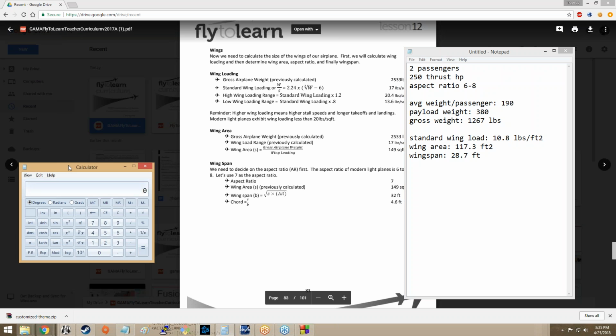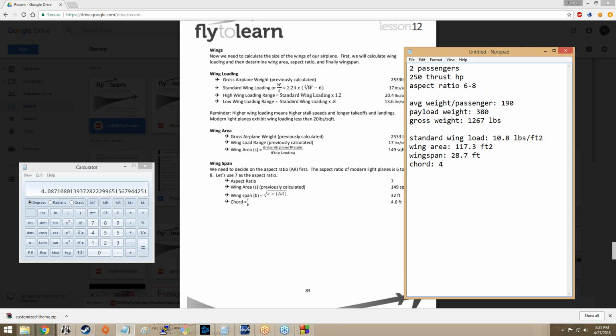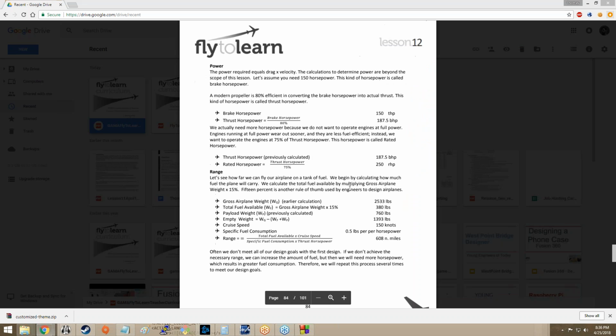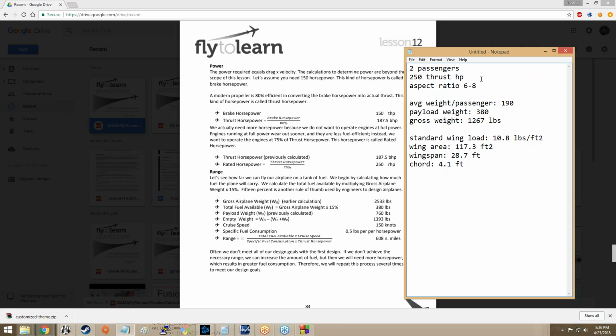And then the chord is simply the wing area divided by the wingspan. So we take 117.3 and divide it by 28.7, which gives us a chord of 4.0, well, let's do 4.1 feet. So we've got a width of 4.1 feet and a length of 28.7 feet. Our wings aren't very big, but then again, our plane isn't supposed to be very big either. So we've got our thrust horsepower of 250.